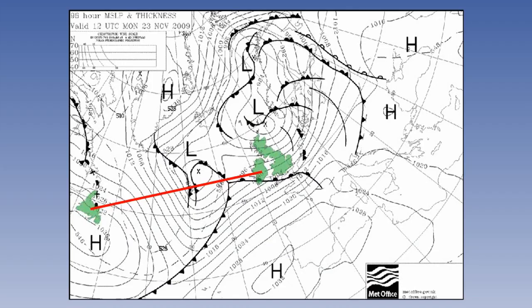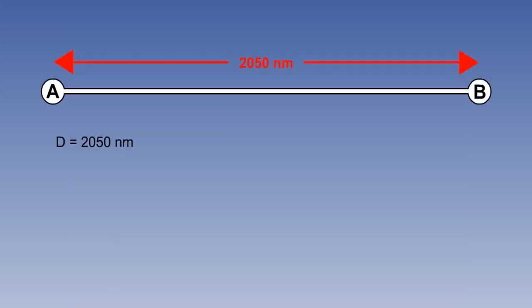However, this idea of a constant wind component all the way along the route does not always reflect reality. Over a long track, such as the North Atlantic, the wind may well change, particularly if the route crosses a weather front. We're going to show this in the following scenario.